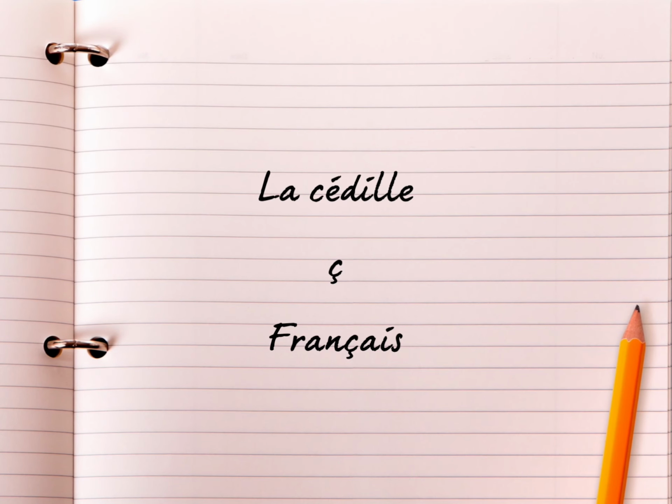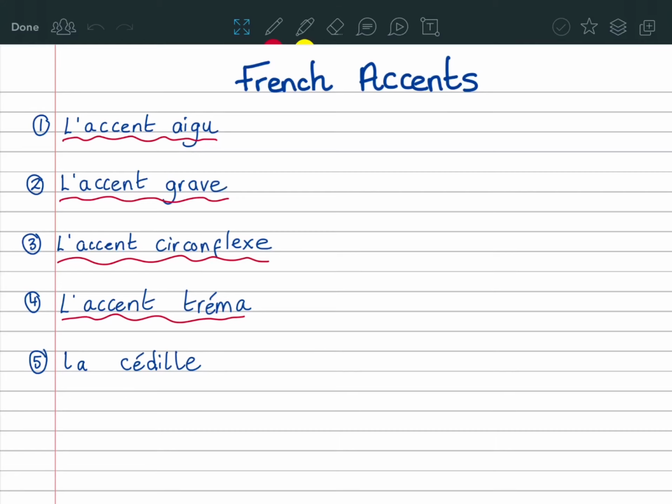La cédille makes the sound S, like in the word français. And finally, let's take a look at number five, la cédille. This is one of my favourite accents because unlike the others, it is found underneath a letter. And it is found underneath the letter C. And this is how you draw the accent. It's really fun to draw.